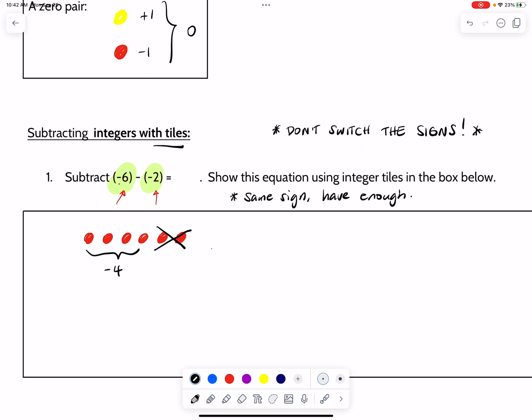However, like I said, if you look at number 2 and number 3, it's easy to get mixed up with number 1 and overcomplicate it. So I'm going to rewrite here, -6 minus -2 equals -4. You have the same sign in this example, and you have enough to take away. That's the first example, okay?